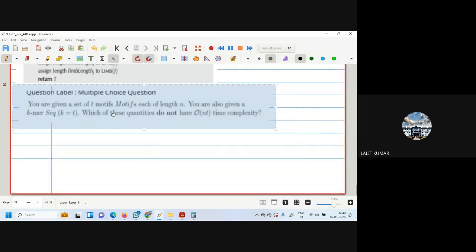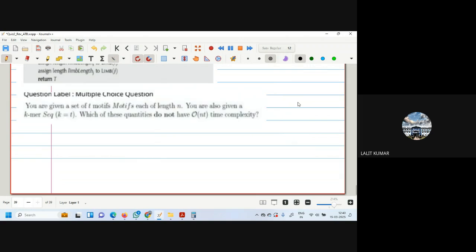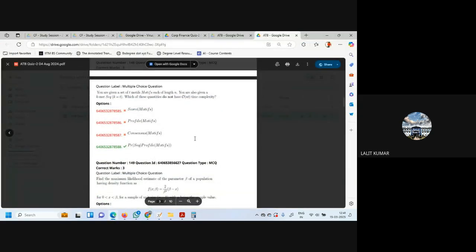You are given a set of T motifs, each of length n. You are also given a K-mer sequence, K is equal to T. Which of these quantities do not have O of nT complexity? So we have to check one by one. So without saying the answer, let's check.